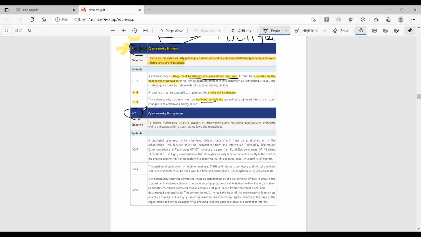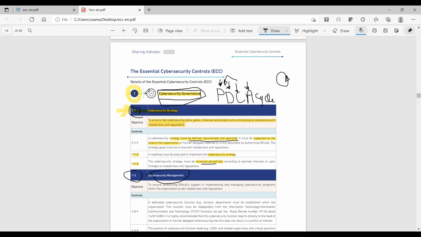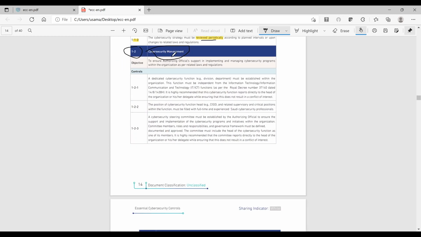Subdomain number 2 is the cybersecurity management, and we are still under the domain of cybersecurity governance. In the cybersecurity management, what is the objective? The objective is to ensure authorizing official support in implementing and managing the cybersecurity program. This is the point which we highlighted before. We must have direct support and leadership commitment for our cybersecurity policy and implementation.